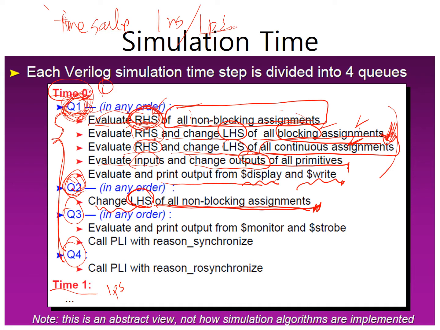Okay. In Q3, monitor and strobe functions are executed. This is for debugging purposes, along with some PLI calls and internal tool-related synchronization functions. Q4 has another PLI synchronization, read-only synchronization. I'm not sure exactly what those are, but they are for the tool to wrap up or clean up things at each time step. So this is done.